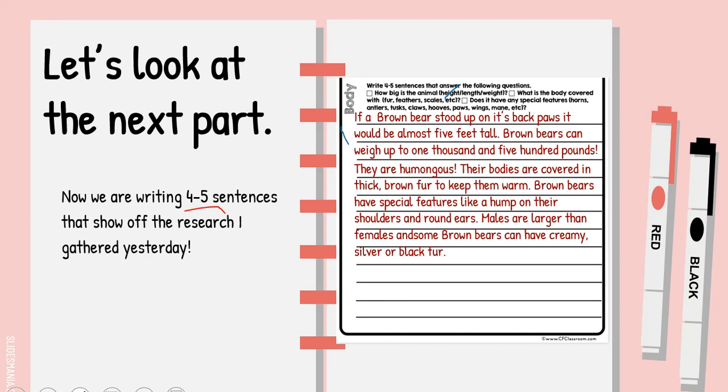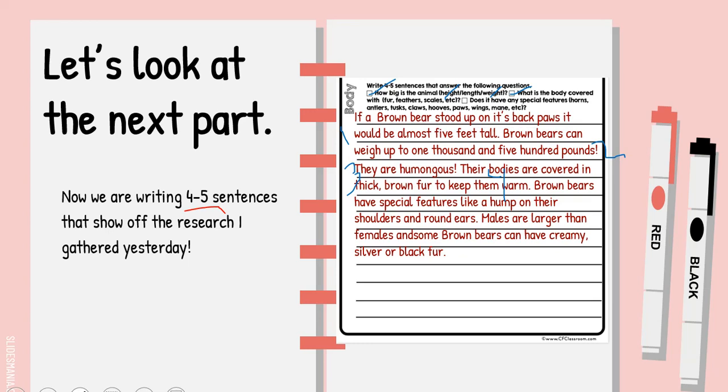So that's one sentence. Brown bears can weigh up to 1,500 pounds. That's 2. And that talks about the weight of a brown bear. Okay, perfect. They are humongous. That's actually a third one, but Miss Julia wrote it to keep it interesting. So she made it a really cool word just to explain how big they are. So the next one says, their bodies are covered in thick brown fur to keep them warm. So there you go. That's number 4. And that is, what is the body covering? So we have those 2 sections done, and we've had 4 sentences already.